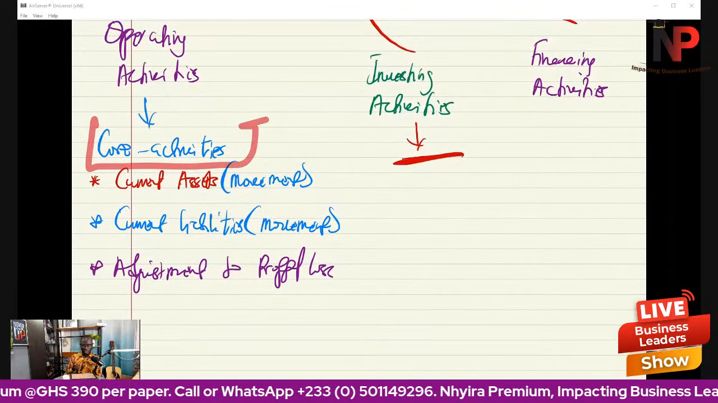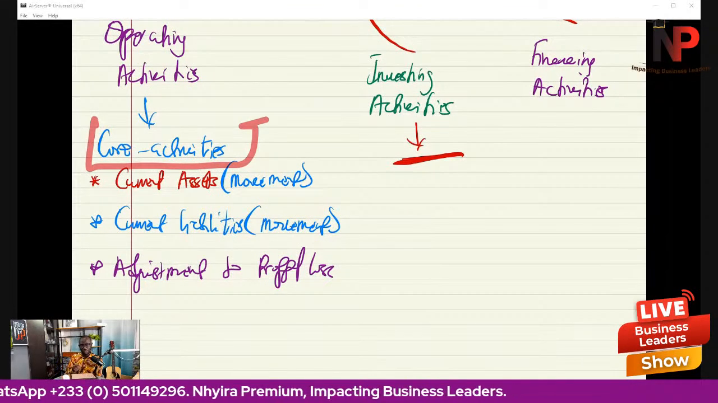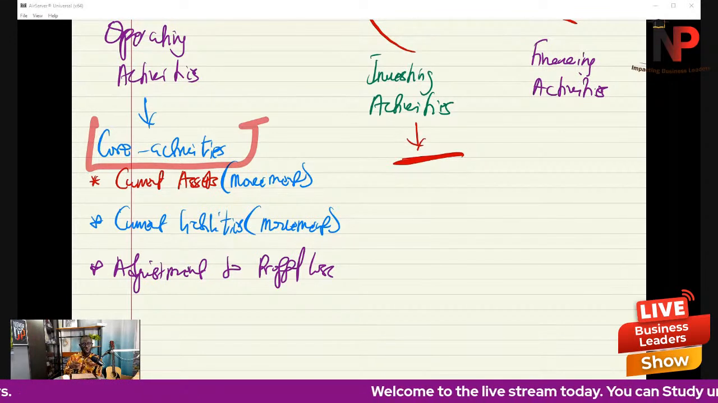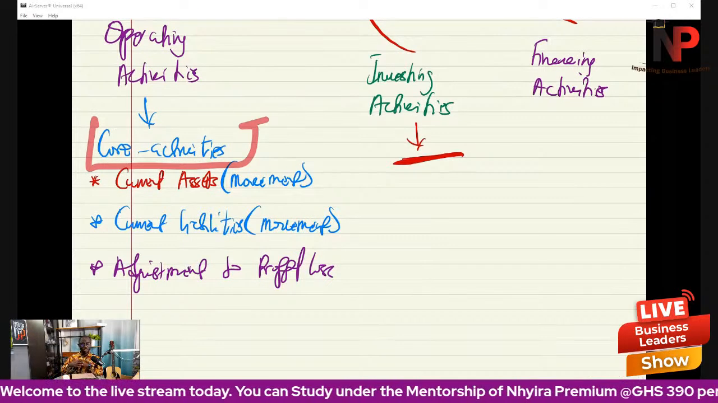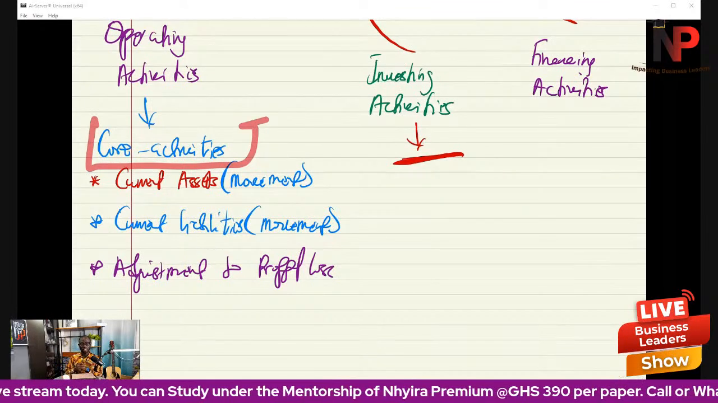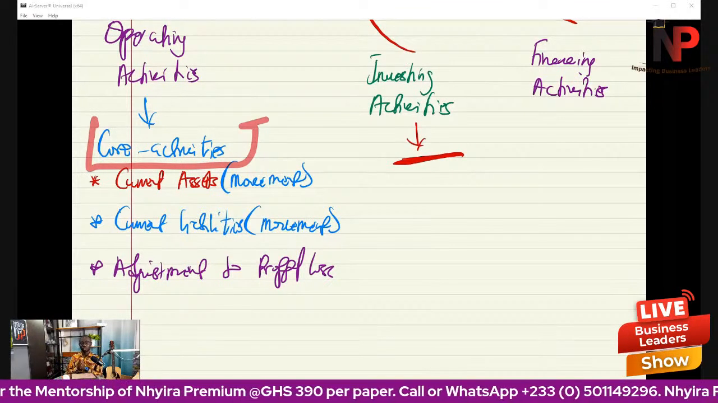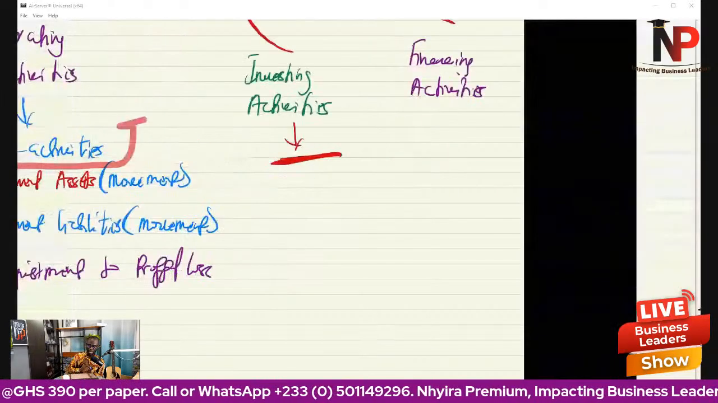Most importantly, we said that the operating activities have to do with looking at the core activities or the core operations of the organization. We emphasized that there are three key issues we're going to be looking out for when dealing with cash flow from operating activities: movement in the current assets of the organization, movement in the current liabilities of the organization, and also making various adjustments to the statement of profit or loss accounts.